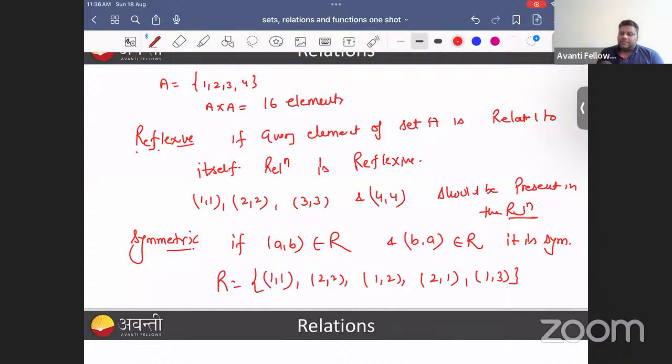Now tell me one thing, is this relation reflexive? First of all, let's talk about reflexive. Is this relation reflexive? Quickly reply.